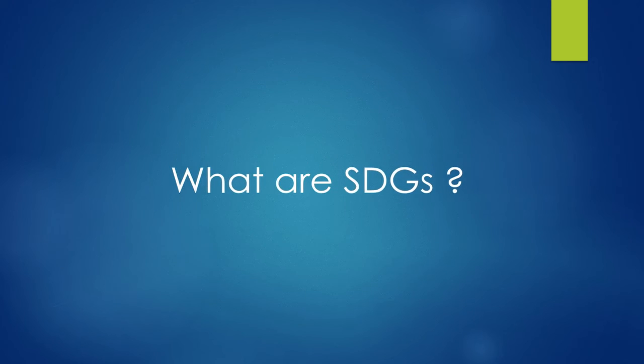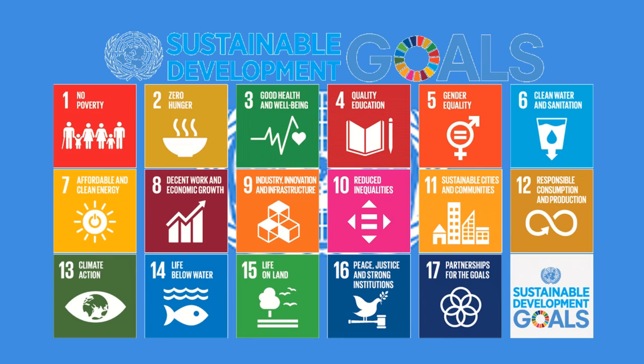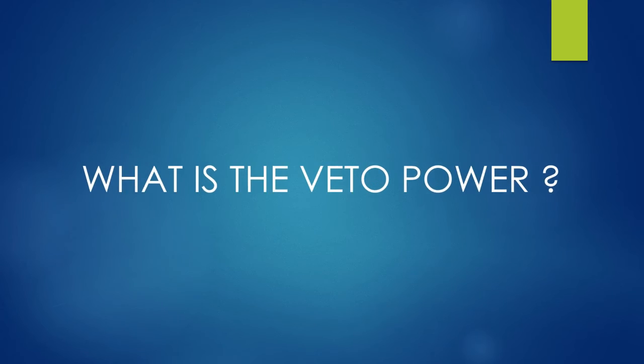What are the SDGs? The SDGs, or the Sustainable Development Goals, are a collection of 17 global goals designed to be a blueprint to achieve a better and more sustainable future for all. The SDGs, set in the year 2015 by the United Nations General Assembly, are intended to be achieved by the year 2030. These include goals like no poverty, zero hunger, quality education, gender equality, partnership for the goals, and so on.